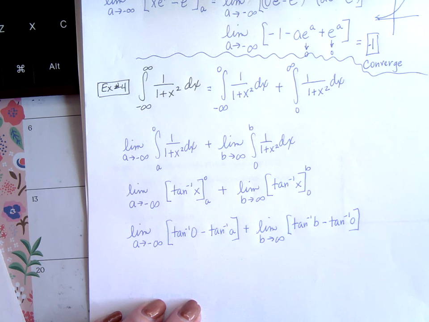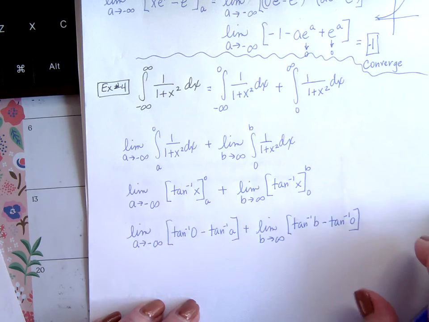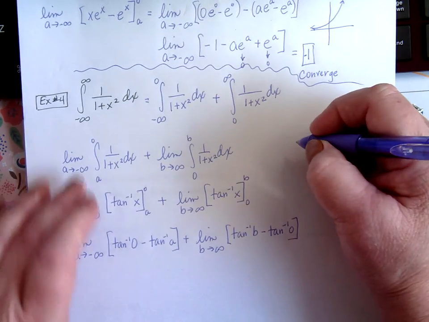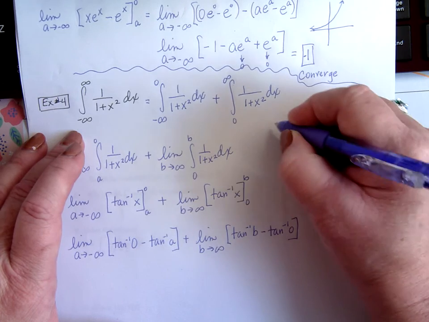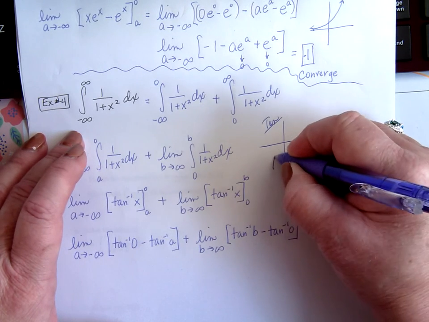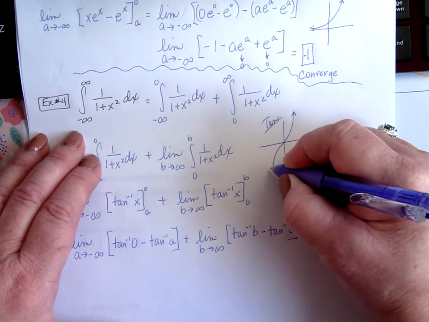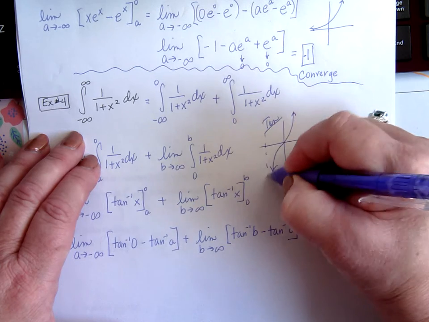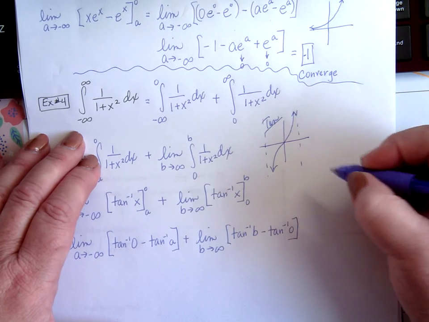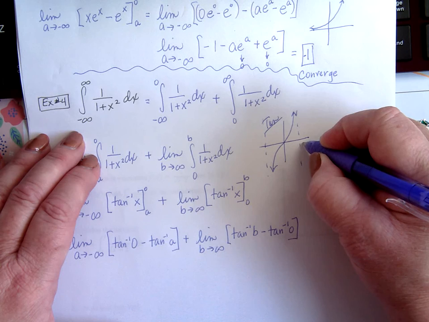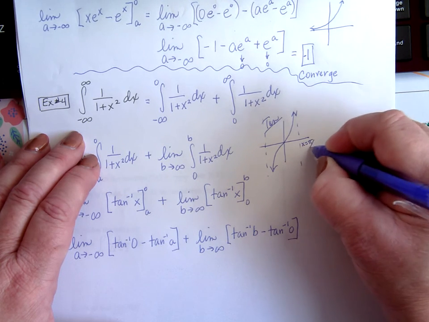I'm going to talk about the graph first. Do you remember how the tangent graph goes? If I were the tangent graph, this is tangent. He goes through the origin like this. Where are his asymptotes? He's got an asymptote over here, he's got an asymptote over here. Those are at the pi/2 locations. Does this ring a bell? This guy is x equals pi/2. This guy's x equals -pi/2.